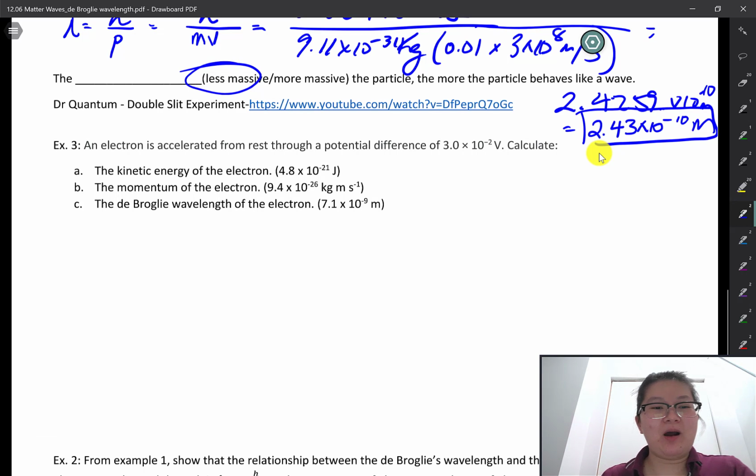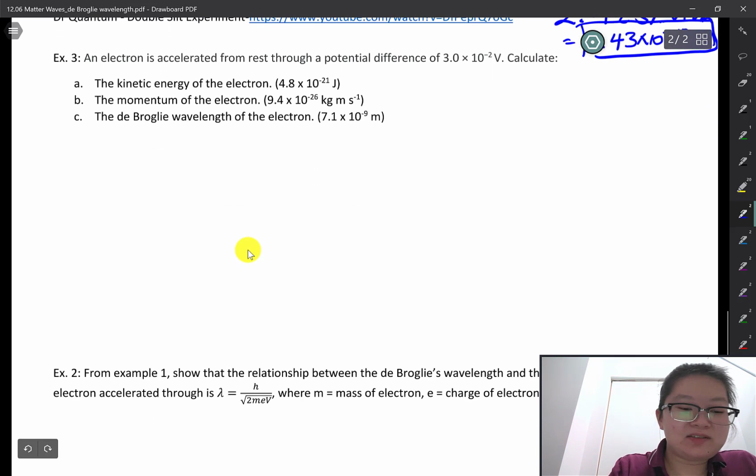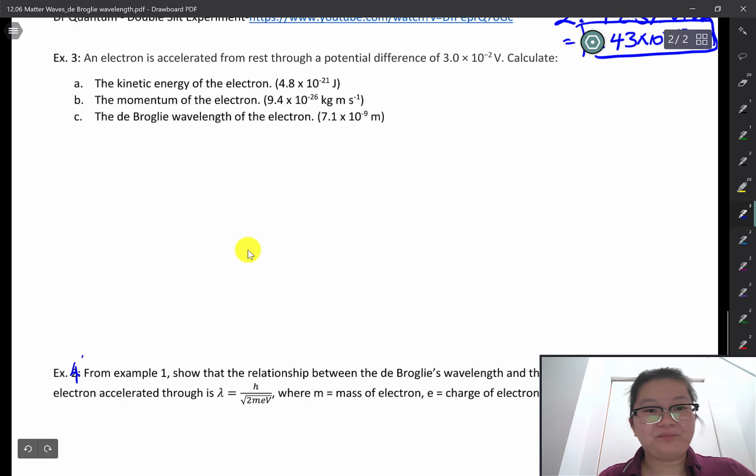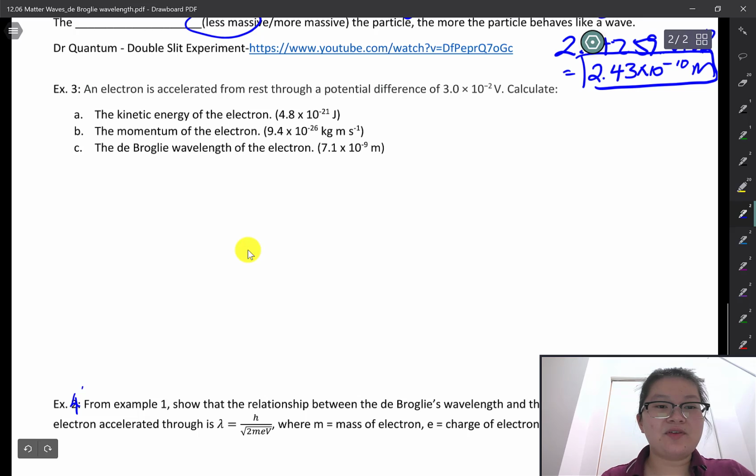In this video, we are going to do some more examples on the de Broglie wavelength. In this example, I am going to do an electron that will be accelerated from rest through a potential difference, and using that to find the kinetic energy, momentum, the de Broglie wavelength, and eventually showing this relationship down there.